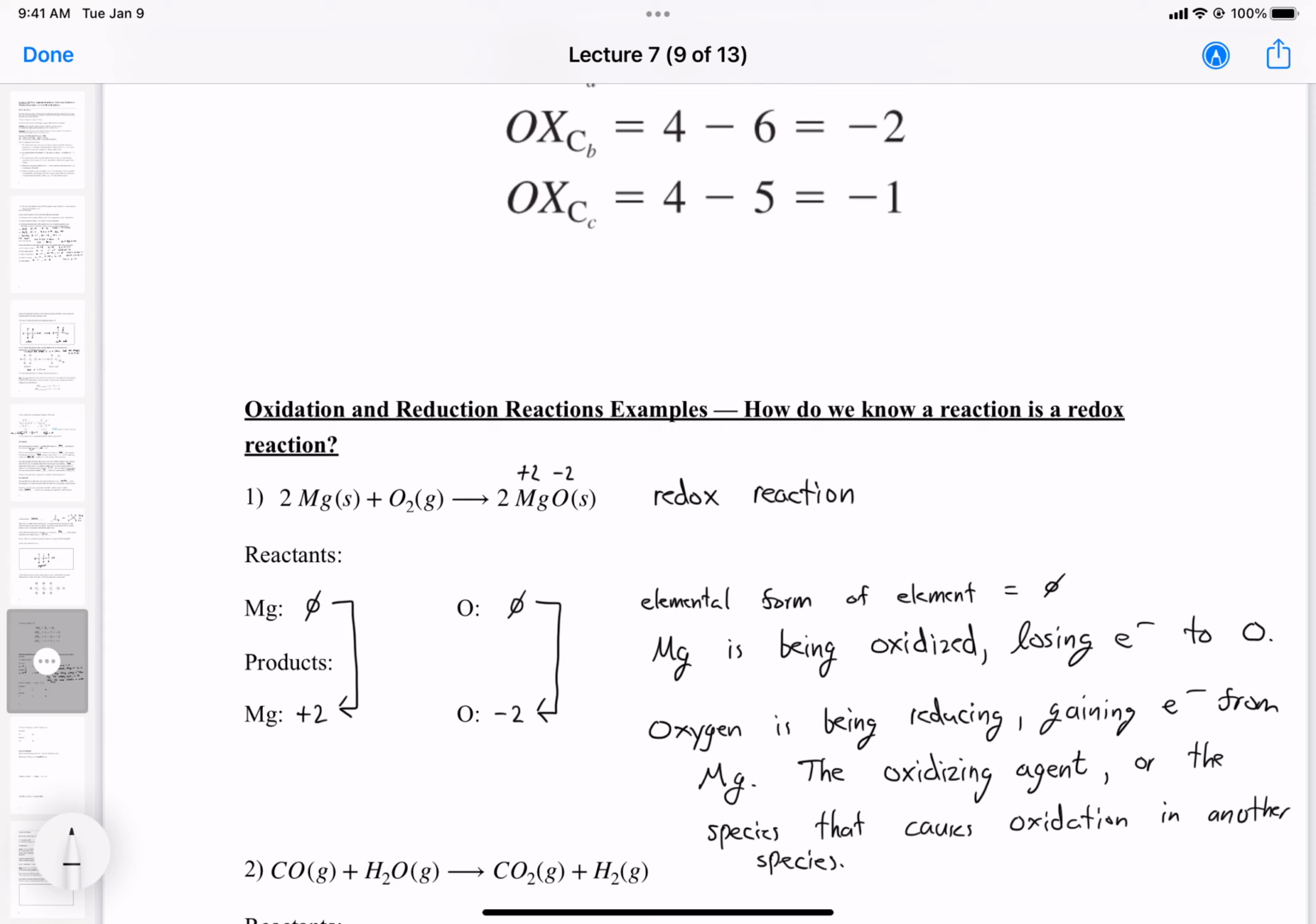So the same thing is for magnesium. If you're being oxidized, then you're causing something else to be reduced. So this is the reducing agent. So magnesium is the, let's kind of separate things here. Magnesium, reducing agent.